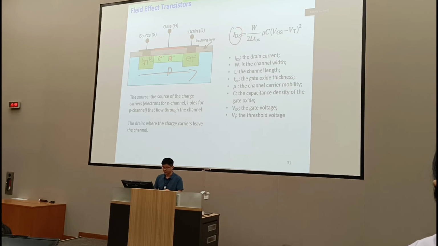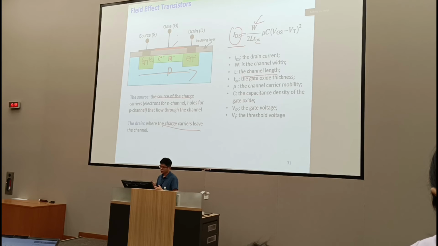So here is the source and drain. The source supplies the charge carriers: electrons from the N channel, holes from the P channel. The drain is where the charge carriers leave the channel. The source-drain current basically depends on the channel width; a wider channel carries more current. It also depends on the channel length; a longer channel has higher resistance, which reduces the current. And also the thickness of the oxide.